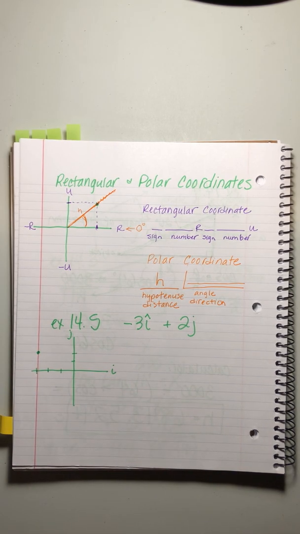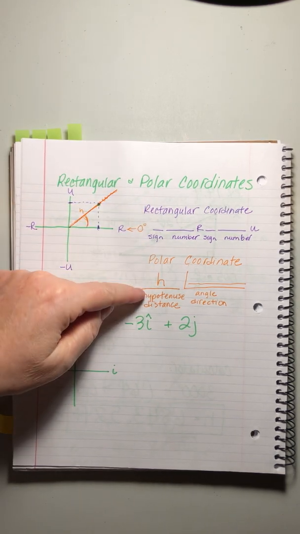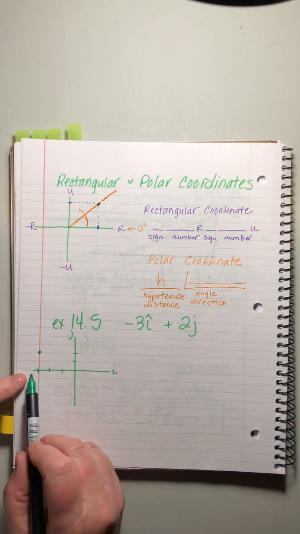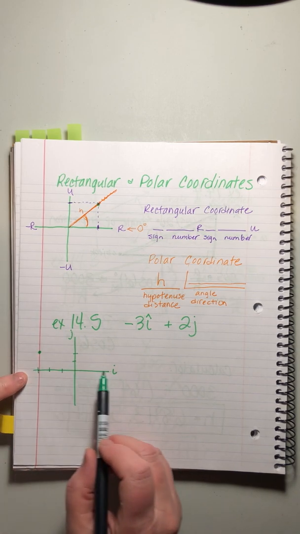To convert a point into a triangle, which is the first step in moving from rectangular to polar coordinates, we draw the triangle. So I've got my point in. Our triangles always orient to this line.